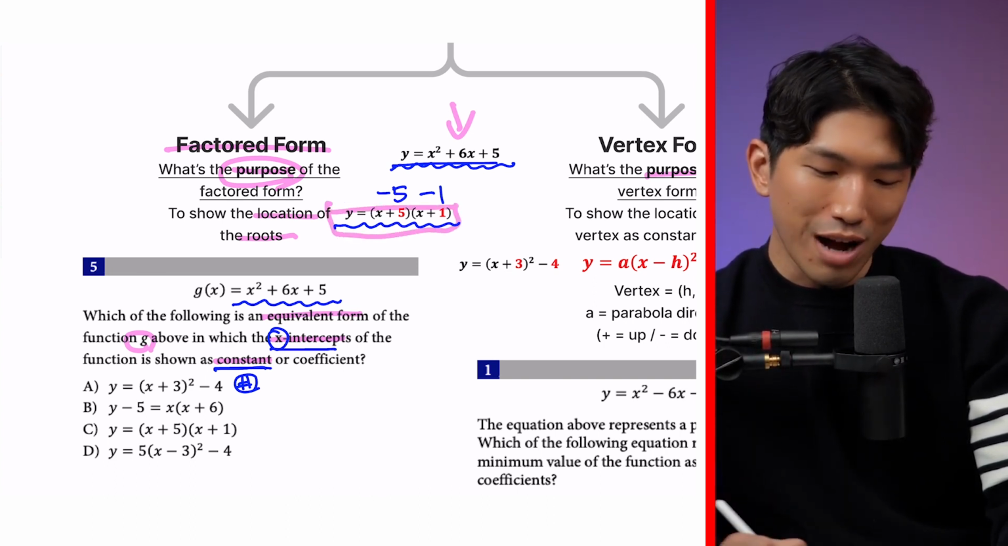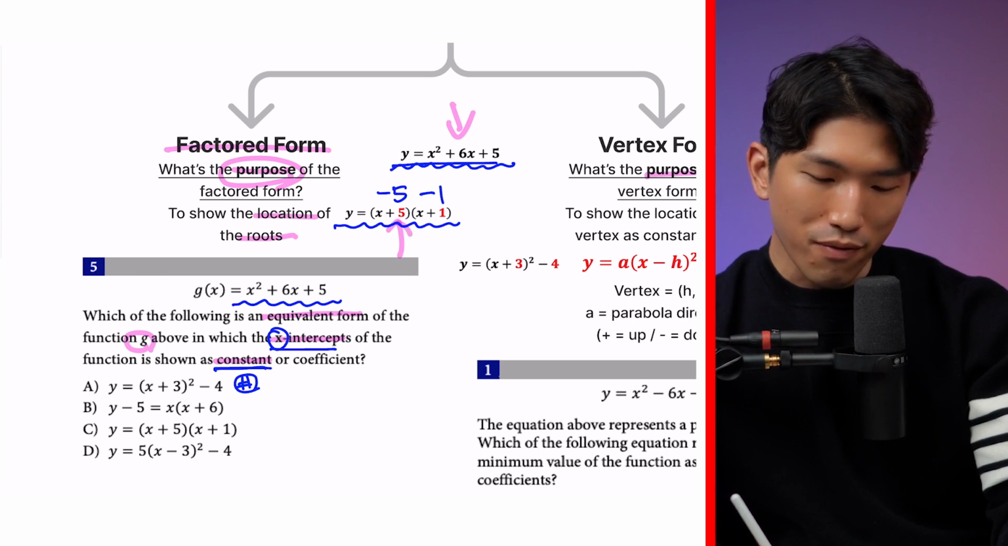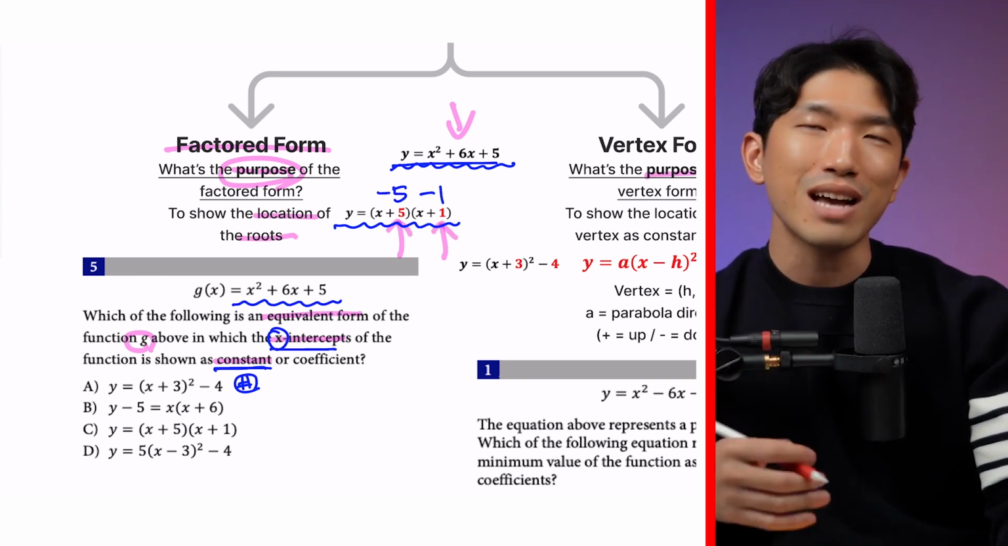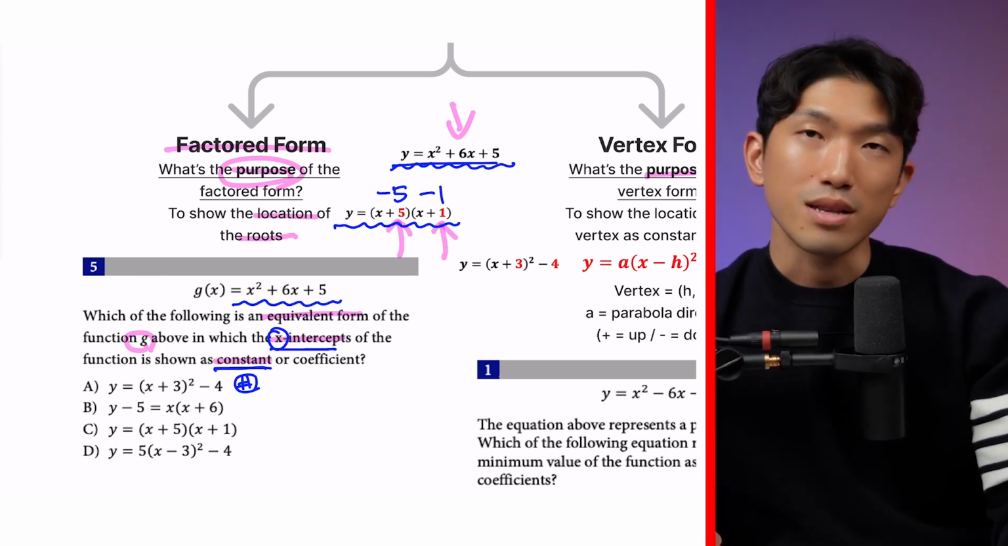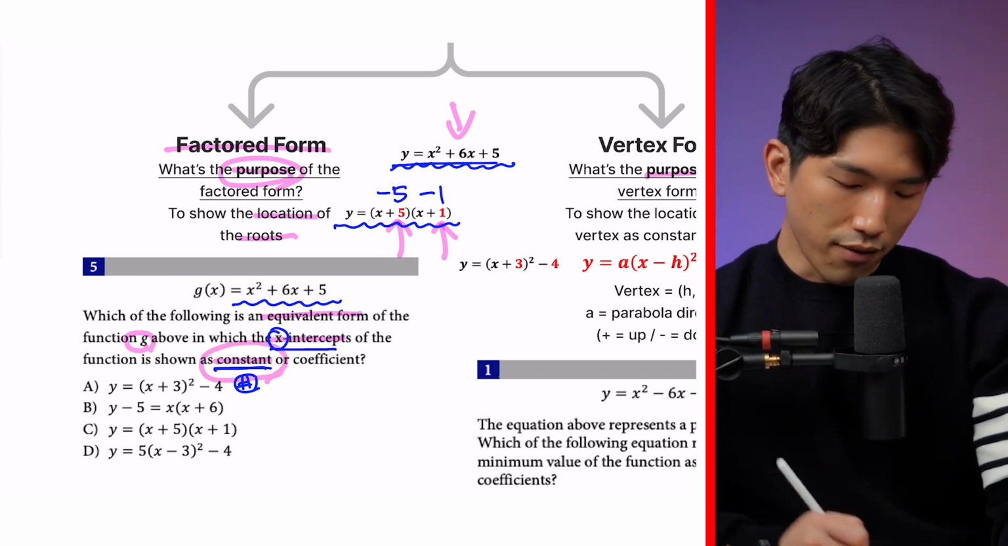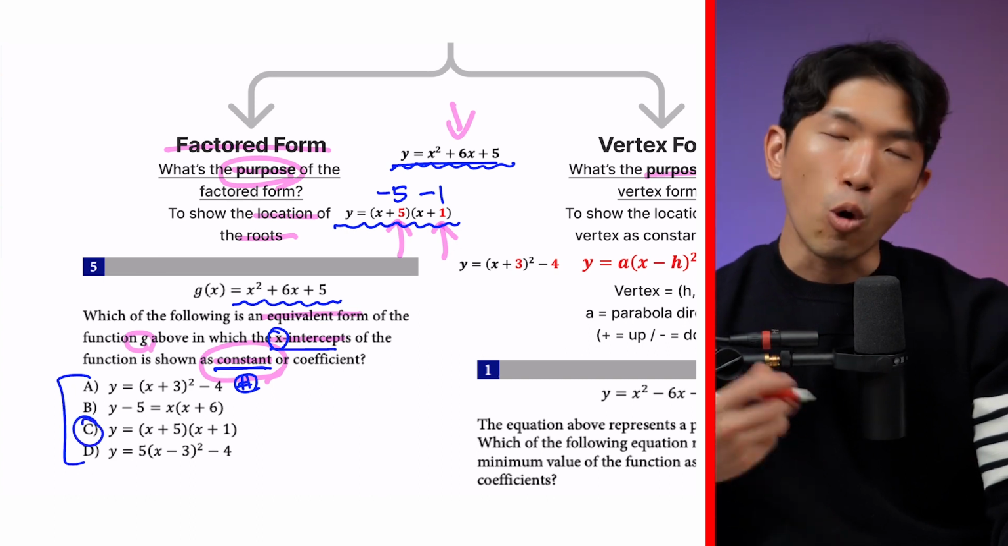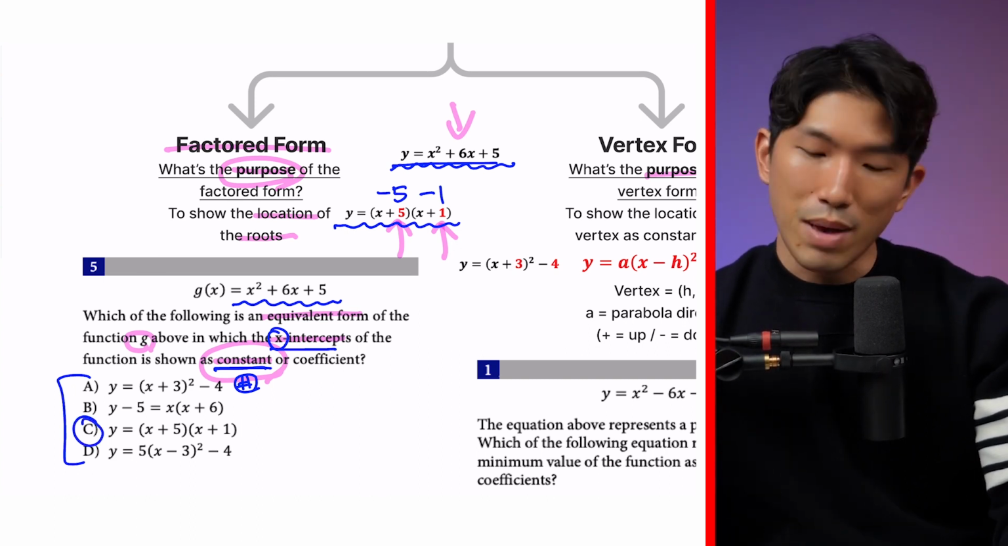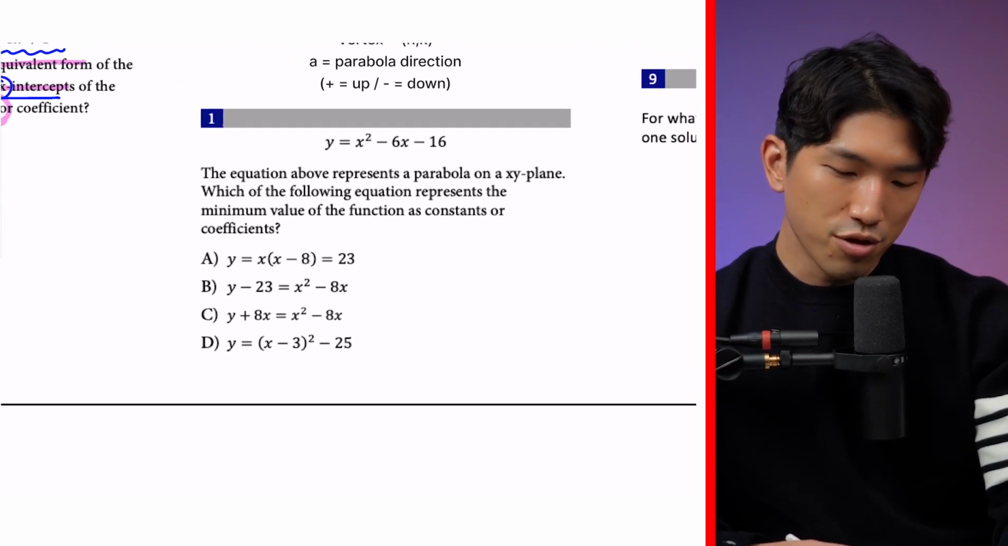Because when it's factored out like this, just by looking at this number 5 and number 1 right here, you know exactly where the x-intercepts are located. The x-intercepts are shown as constants, just straight out numbers. And if you look at the answer choices, C is the only one that is in the factored form. Does that make sense?